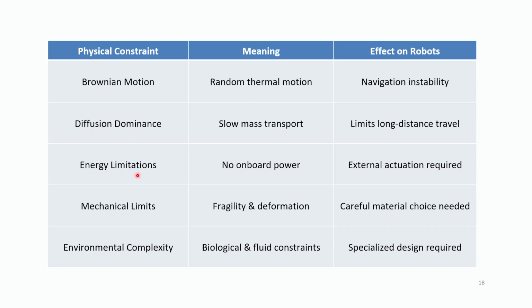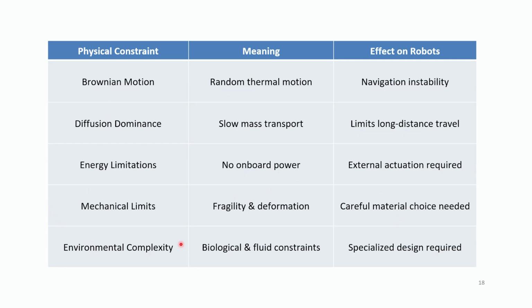Then energy limitations: no onboard power means external actuation is required. Then mechanical limits: your bot will be fragile and deformed, so careful material choice is required. You need to choose materials that are soft and flexible.